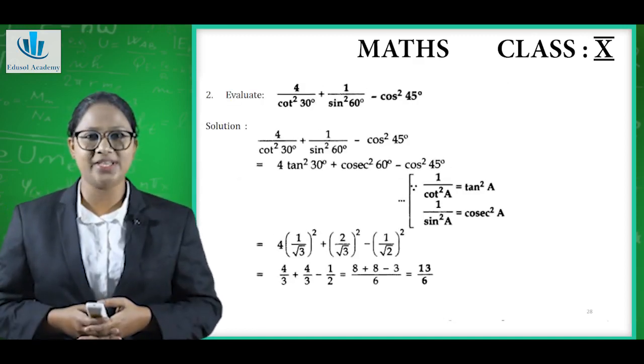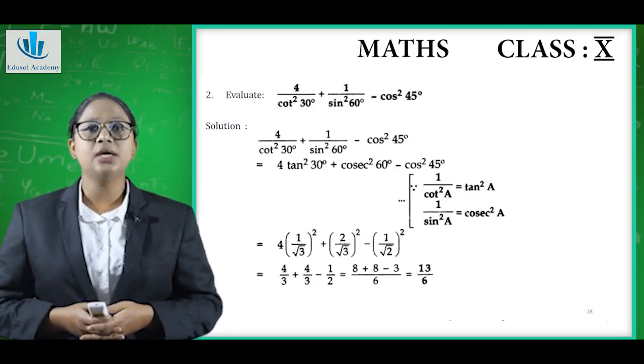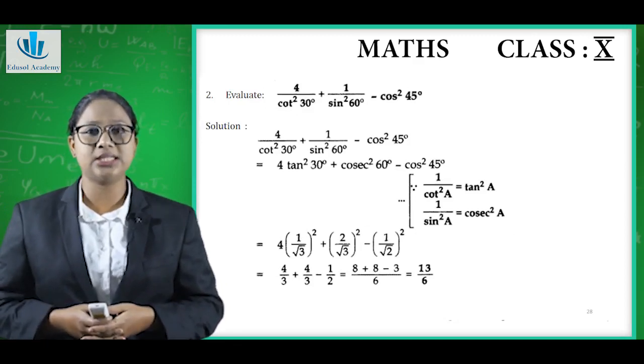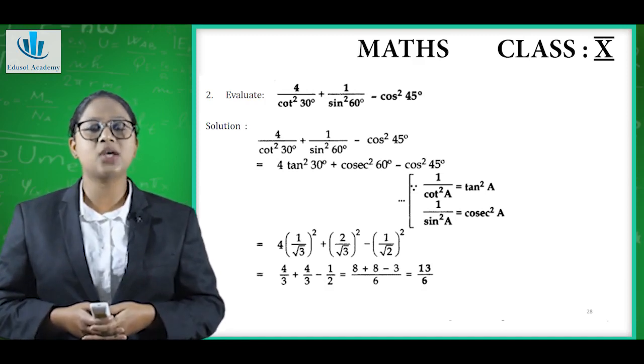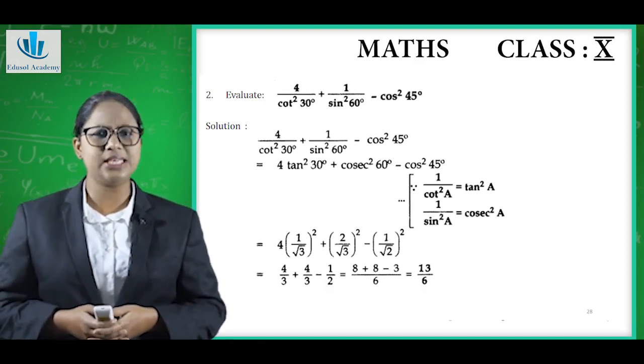Moving on to the next question. Evaluate 4/cot² 30° + 1/sin² 60° − cos² 45°. Now that's easy.